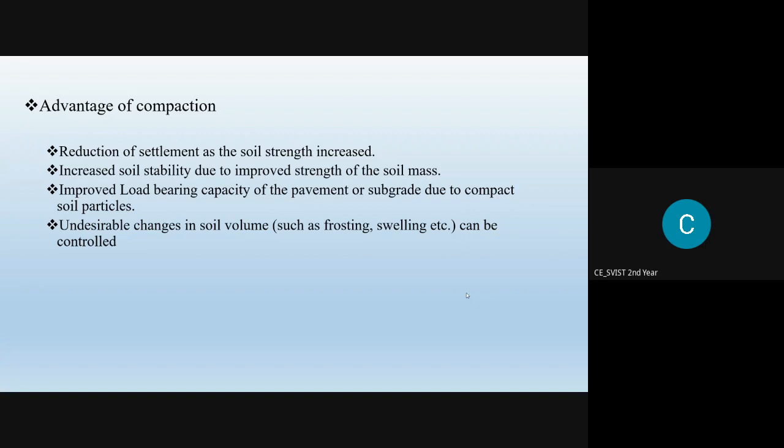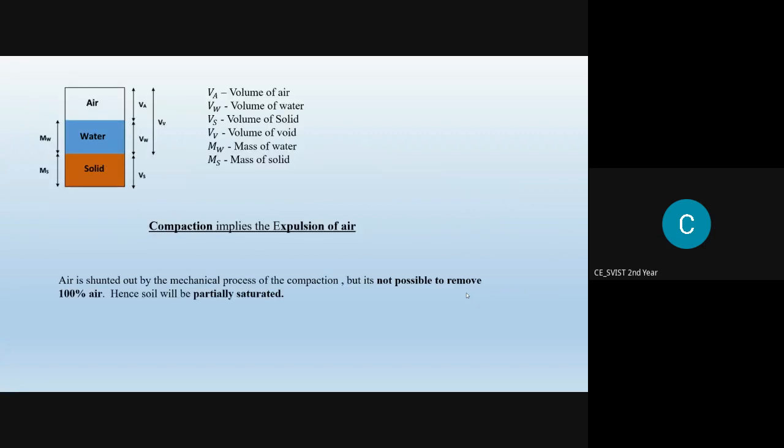So these two factors make it not suitable for any structure. There will be settlement or undesirable undulation. These changes can be controlled by compaction. So these are the advantages of compaction. Now let's get into some basic things.